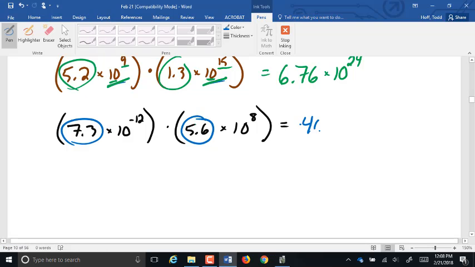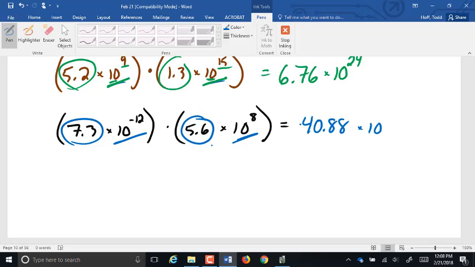40.88. Then we also combine the names. 10 to the negative 12th times 10 to the 8th. Again, those are exponents with the same base, so we add the powers. Negative 12 plus 8 is negative 4.